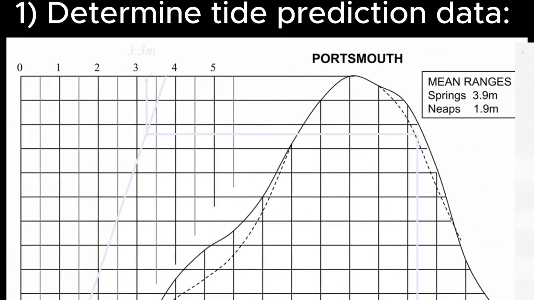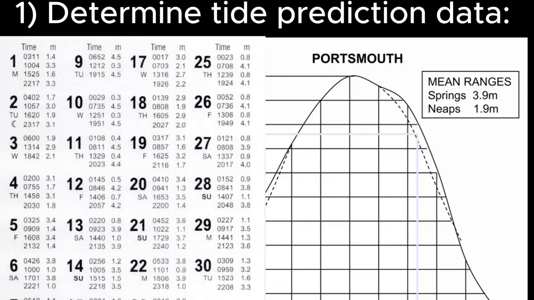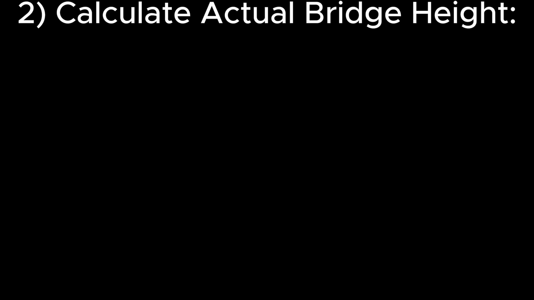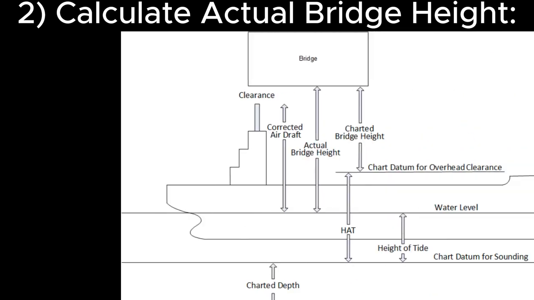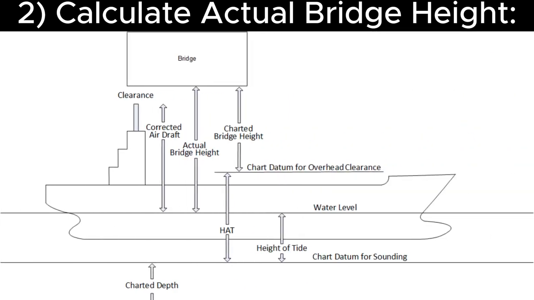Determine tide prediction data. Consult the relevant tide tables to find the height of tide and the chart datum for overhead clearance heights, as defined in Step 1. Calculate the actual bridge height. The actual bridge height is the distance measured from the underside of the bridge down to the water level for a given time on a given day.